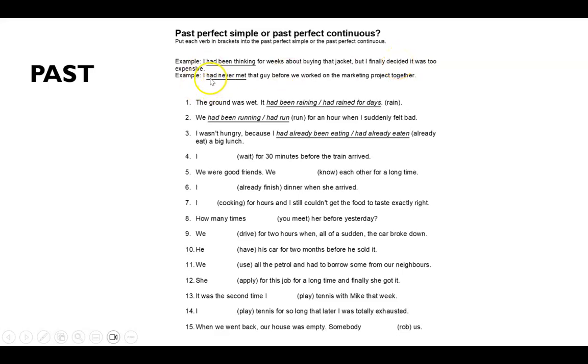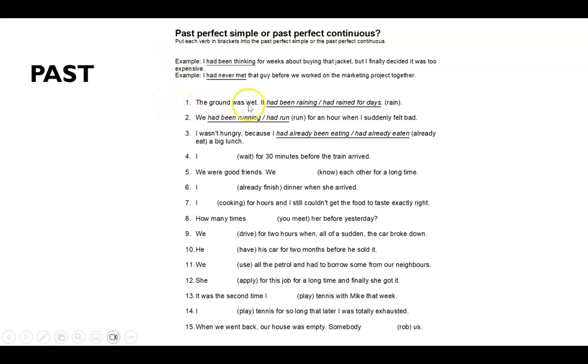Well, what about this one? I had never met that guy before we worked on the marketing project together. Here, what happened first? They worked on the marketing project. And what never happened? He never met the guy before that. That's past perfect, an action before another action in the past. Well, let's look at more examples.